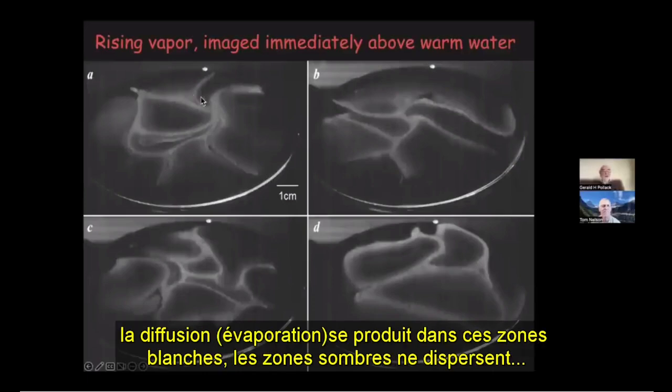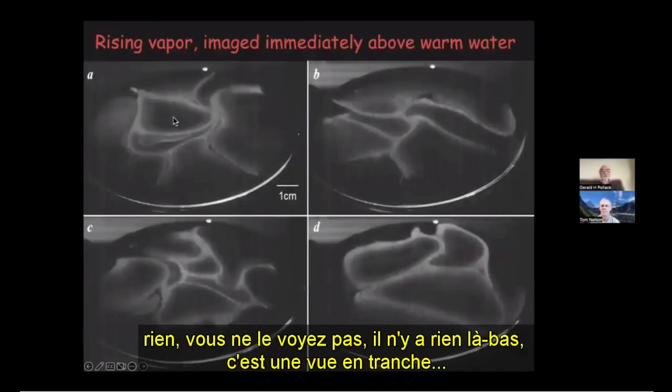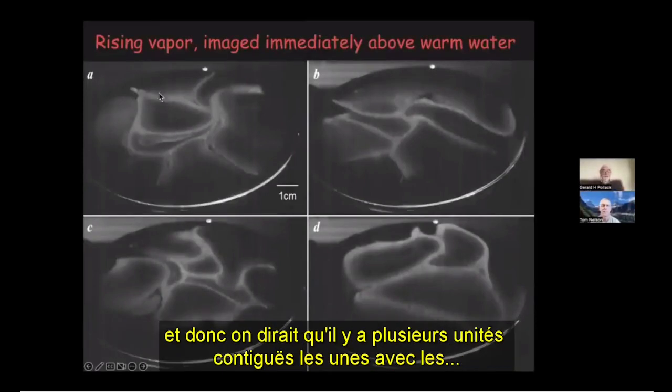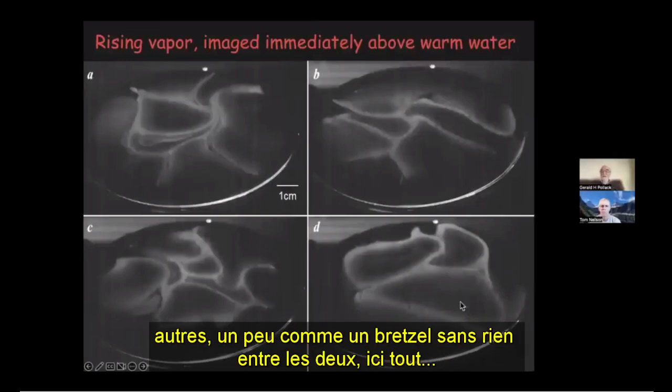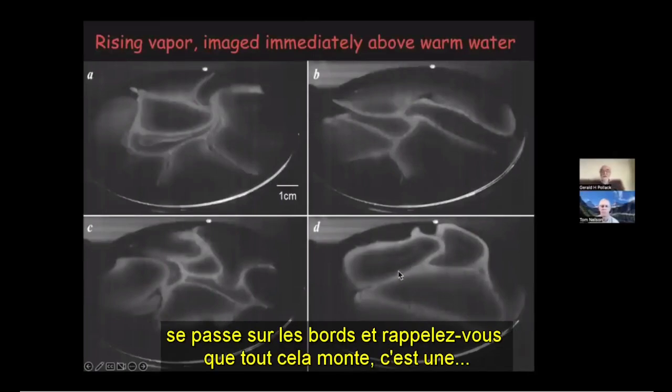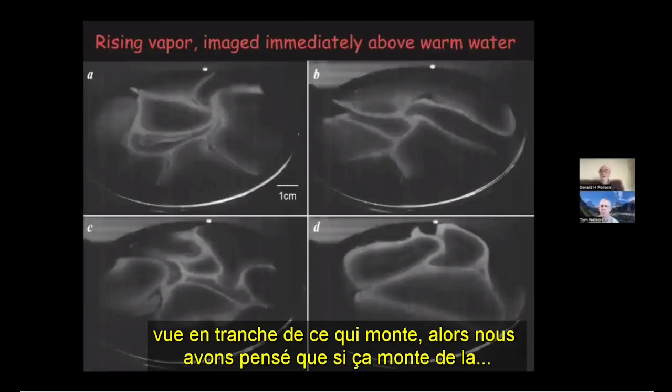And so all of the scattering is occurring in these white areas. The dark areas don't scatter anything. You don't see it. There's nothing there. This is a slice through. And so it looks like it's got various contiguous units together with one another, kind of like a pretzel, with nothing in between here, everything occurring at the edges. And remember, this is all rising up. This is a slice through what's rising up.